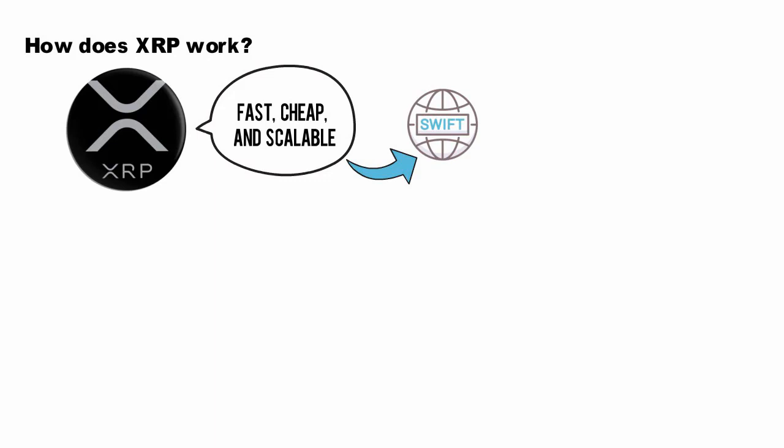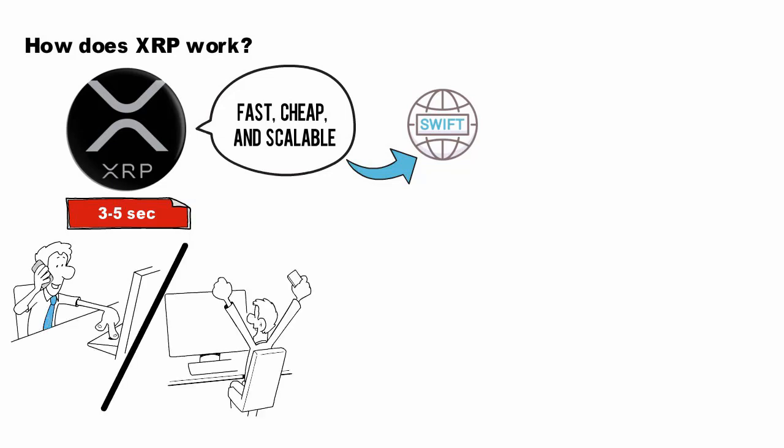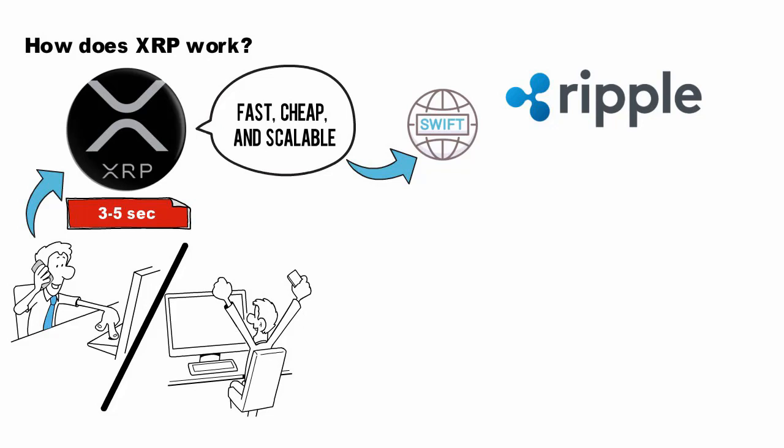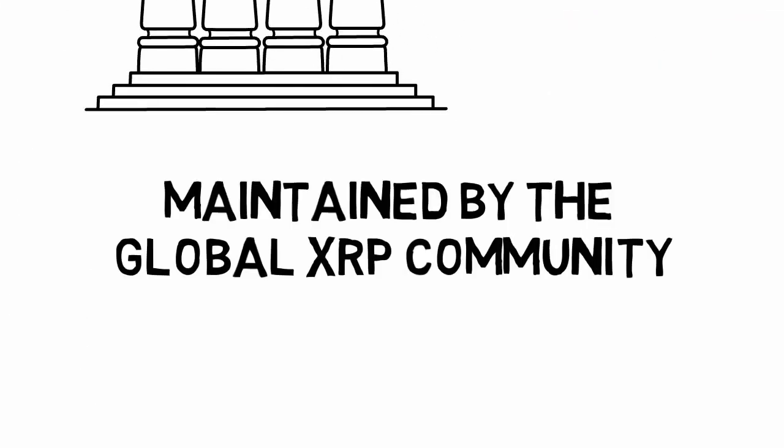The XRP Ledger processes transactions roughly every 3 to 5 seconds, using proof of consensus. This means that whenever independent validator nodes come to a consensus on both the order and validity of XRP transactions, anyone can be a Ripple validator. The list is currently made up of Ripple, along with universities, financial institutions, and others. RippleNet's ledger is maintained by the global XRP community, with Ripple the company as an active member.